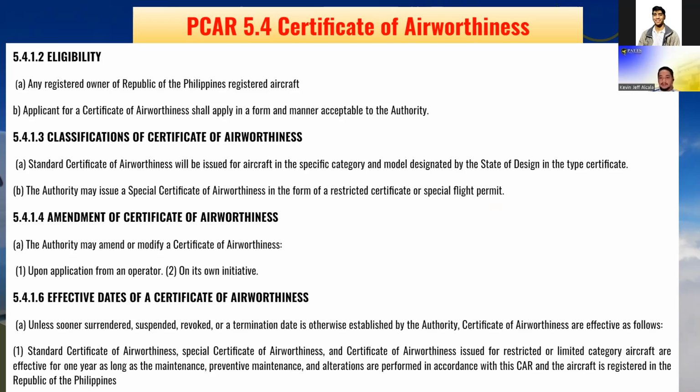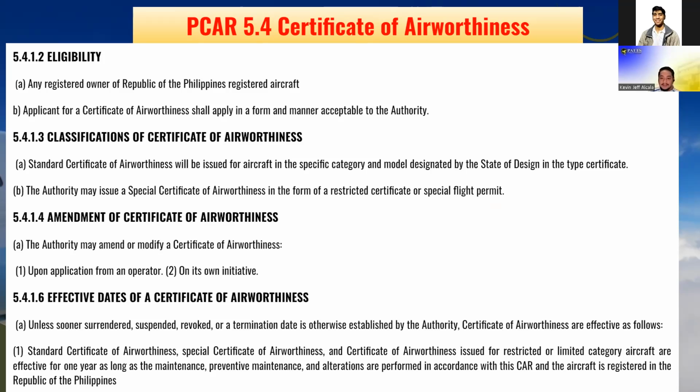Amendment of Certificate of Airworthiness: the authority may amend or modify a Certificate of Airworthiness, first, upon application from an operator, and second, on its own initiative. Effective dates of a Certificate of Airworthiness: to sum it all up, as long as the certificate is not surrendered, suspended, revoked, or a termination date is otherwise established by the authority, the certificate is valid.